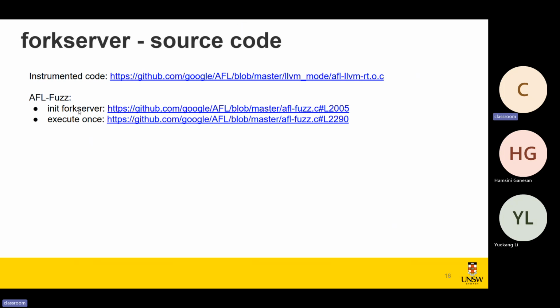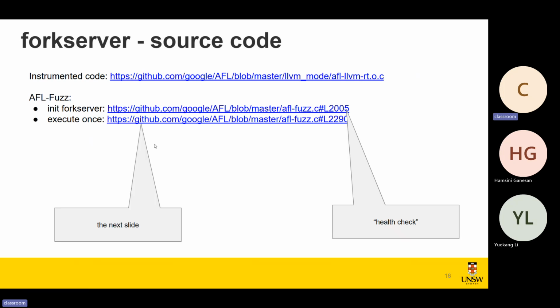Because it's a server, we need to initiate this server first, and then we need to execute the target programs many times. This link of the code will point you to the initialization of the fork server with the health check to check whether the fork server has been initialized properly or not. Let's skip the actual details of how the initialization of fork server is done, and focus on how AFL controls the execution of the target program with fork server in our next slide.